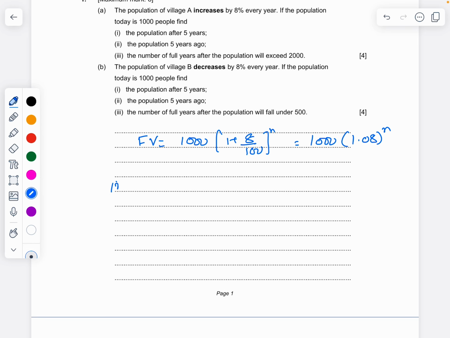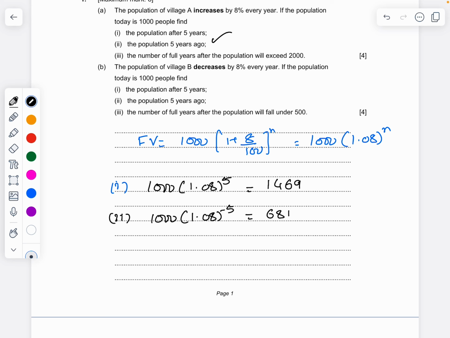In case of the first part, it is 1000 times 1.08 to the power of 5, which is going to be 1469. Coming to the second part, it is 5 years ago. So 1000 times 1.08 to the power of negative 5, which is 681.